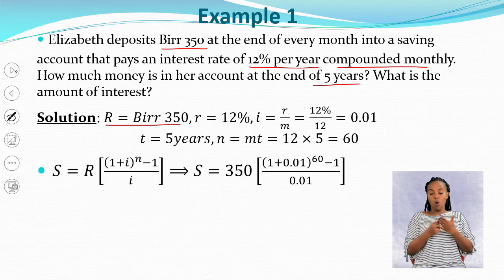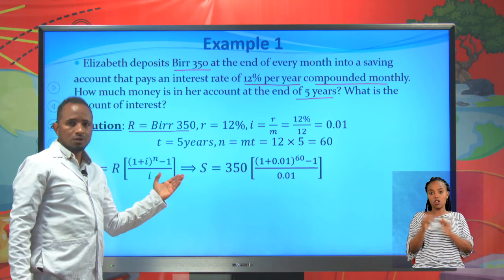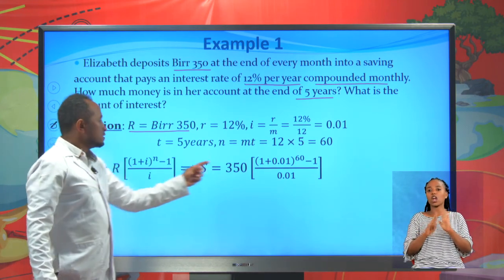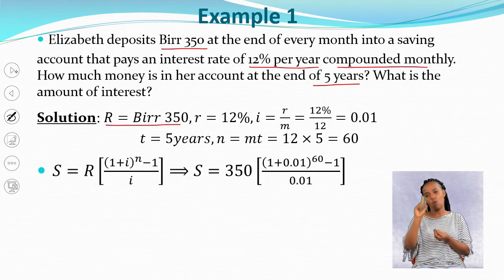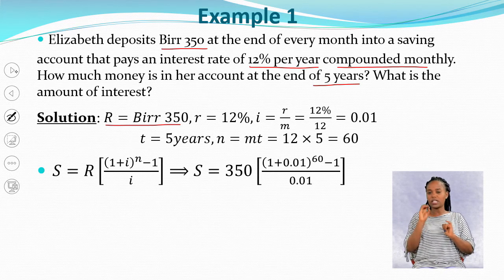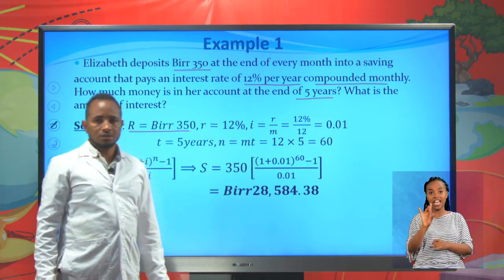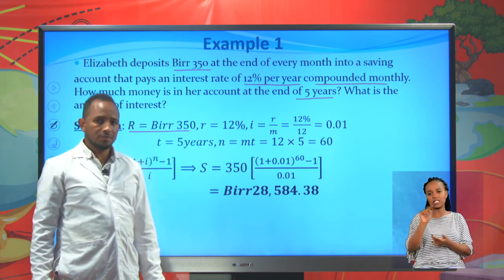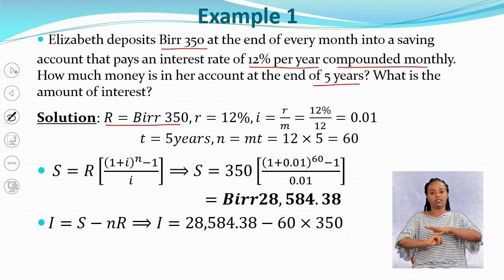So, using the formula, you will have this one. The future value of annuity is given by the regular deposit times 1 plus i to the power of n minus 1 over i. So this is equal to the regular deposit, 350, times 1 plus i, which is 0.01, to the power of 60, minus 1, divided by 0.01. When you evaluate this, you will have 28,584.38 birr.